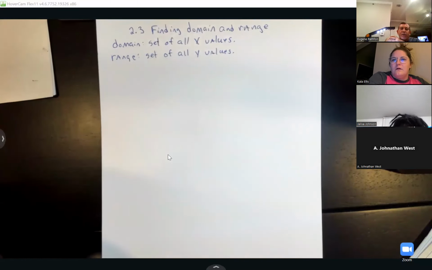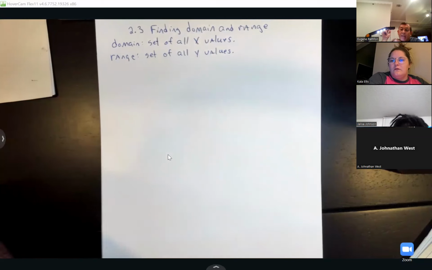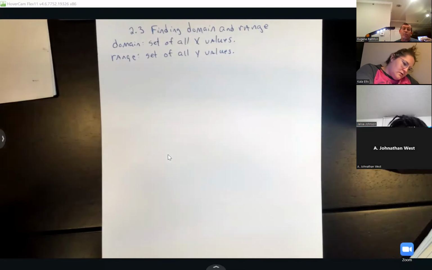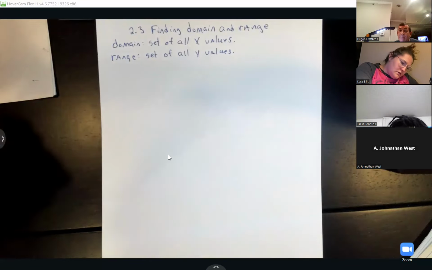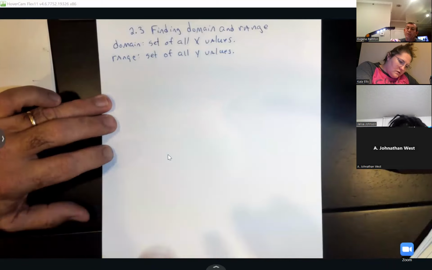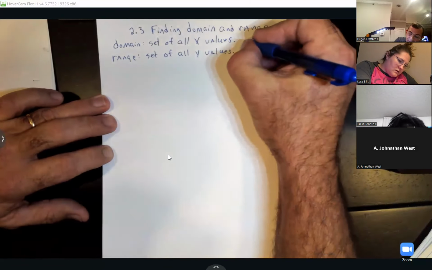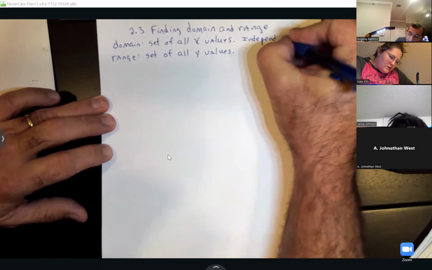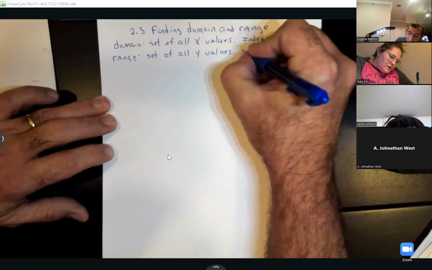You can also hear the domain be called the independent variable because you can pick any x's, and the range would be called our dependent variable because it depends on what x values you pick to get to y. So independent and dependent.